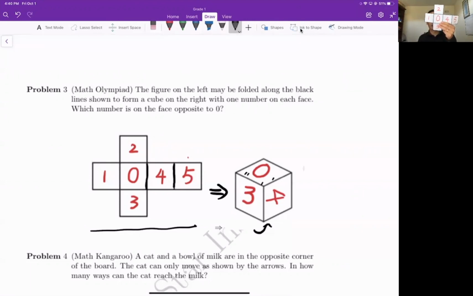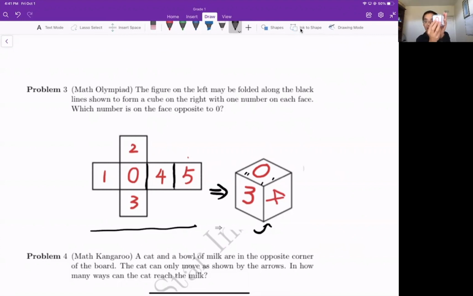Now I'm going to fold this. We fold along those lines and we form a cube. So we fold this down, and this goes here, and this goes there. This gives us a cube. We have 0 on the top. This one is 2, this one is 2, and this is 4. So it's 1, and this is 3.